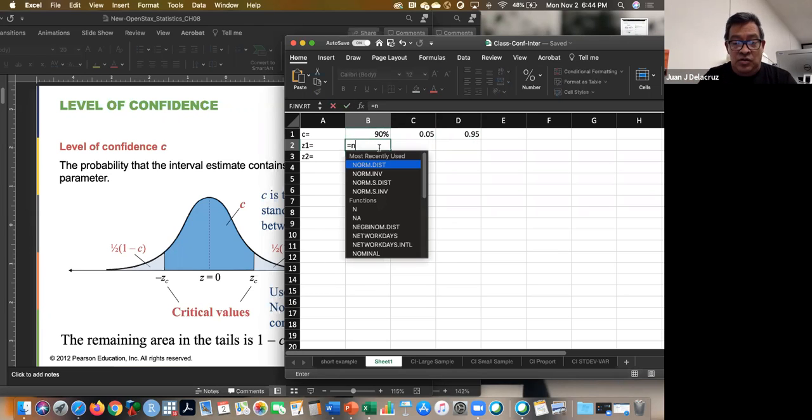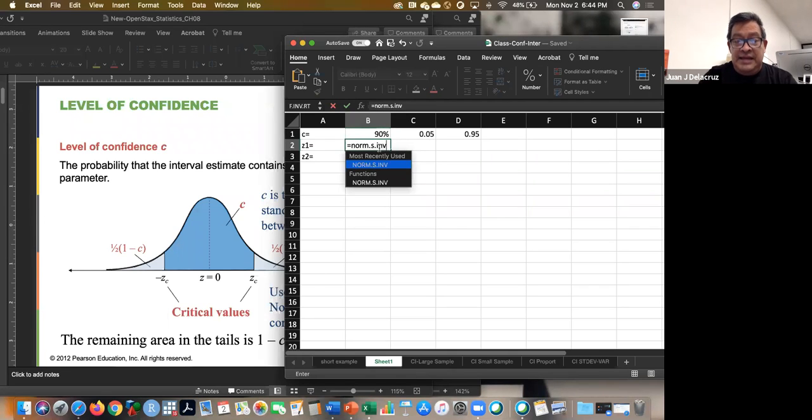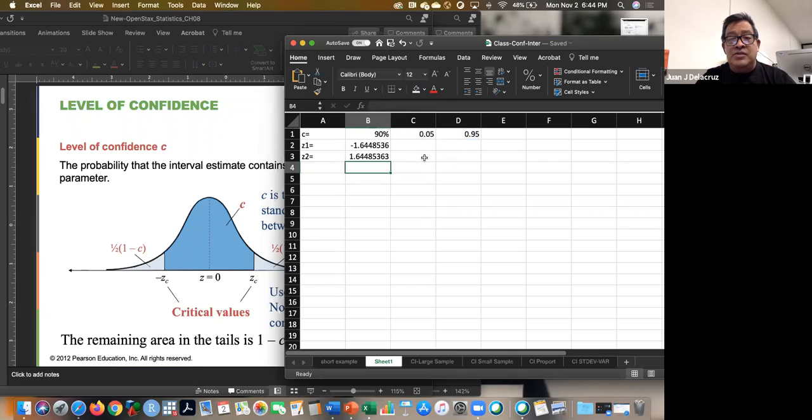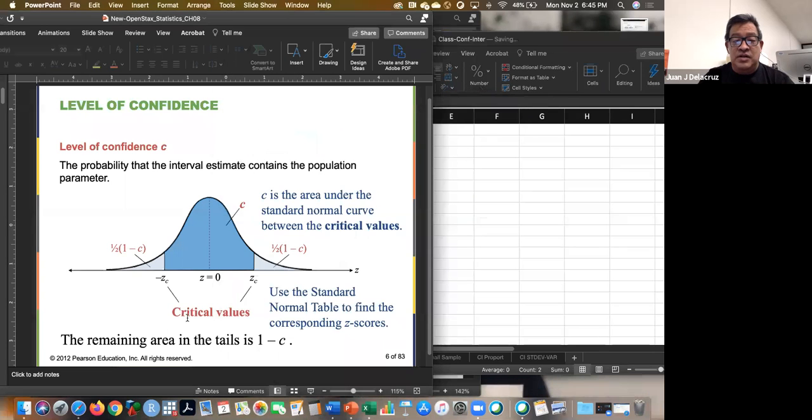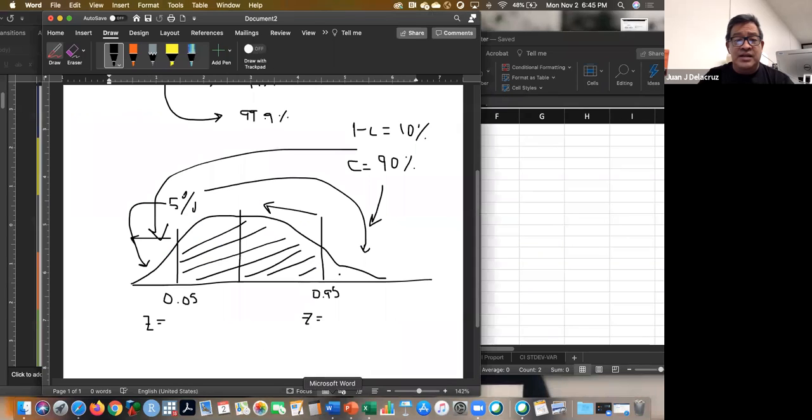We're going to type equals NORM.S.INV, and then I'm going to use the probability. This is my C-score for 1, and this is going to be my C-score for 2. NORM.S.INV, and then my probability for the second. As you can see, there is nothing hidden here. So we have 1.645 minus and 1.645 plus. So what happens here is the following. We find that the C-score here is 1.645 with the minus sign, and this is 1.645 with the plus sign, right?